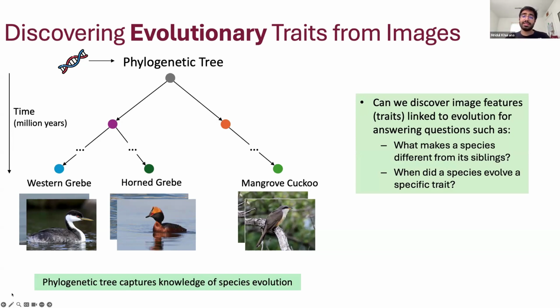The traditional way to study evolutionary traits is macroevolution, where experts use annotations, but these are very scarce. So the opportunity we want to exploit is to see how we can scale the process of discovering such evolutionary traits automatically, deriving from images and some biological knowledge.